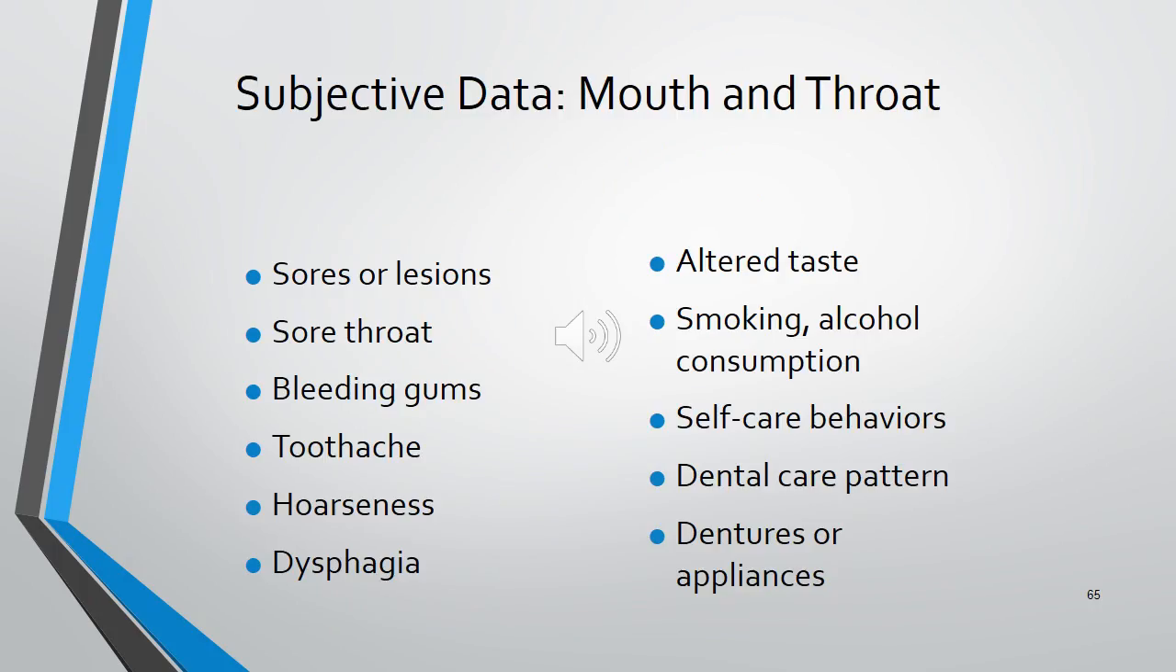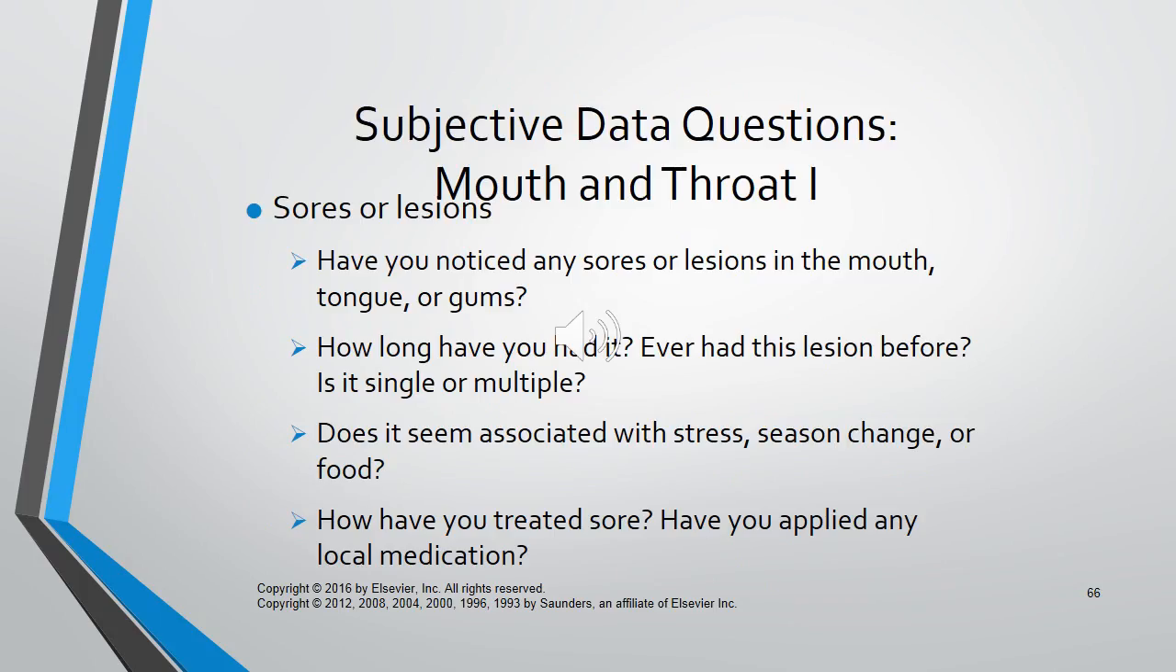Subjective data for mouth and throat includes asking about sores or lesions, any presence of sore throat, bleeding gums, any recent toothache, hoarseness, dysphagia, which is a problem swallowing, altered taste, any presence of smoking or alcohol consumption. What are their self care behaviors, dental care pattern? So, for instance, when was the last time they saw the dentist and do they go routinely? And use of any dentures or appliances. So the next few slides just provide some more detail regarding that subjective data.